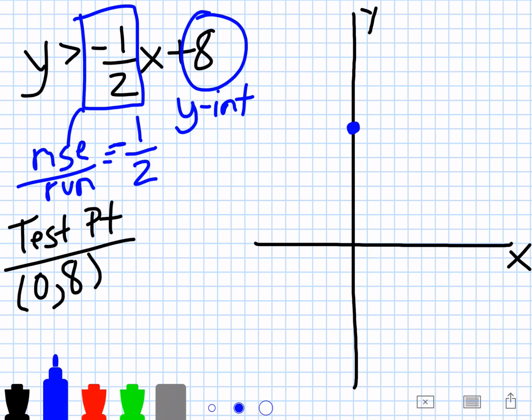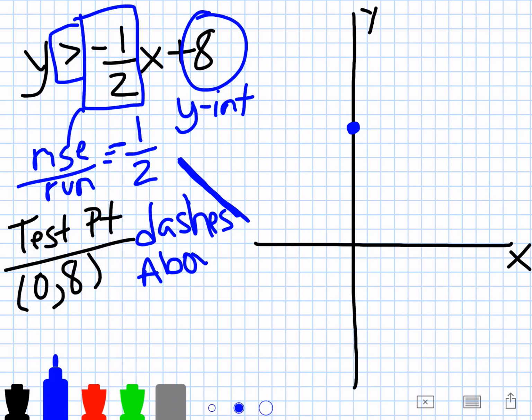And now I have a negative slope, so I know that my graph should look something like this blue line that I just drew. I know that I am going to be using dashes to connect my points because of the inequality symbol. And it's greater than, so I'm going to be shading above.